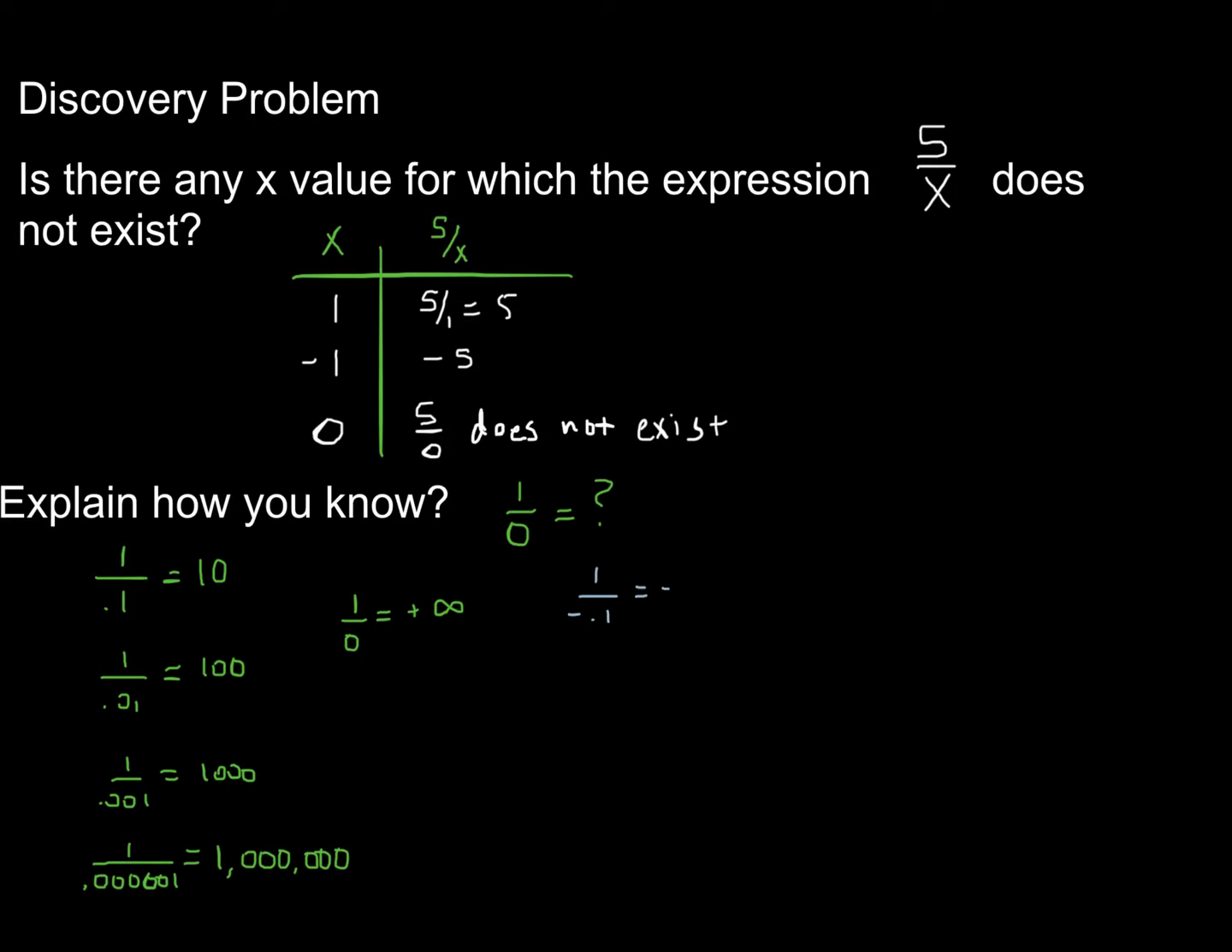Well, here you'll get negative 10. Now let's do 1 divided by negative 0.01, and you'll get negative 100. Alright, let's just fast forward. We know that 1 divided by negative 0.001 will be negative 1,000. So let's go all the way to our extreme, and let's do negative 0.000001, and here we'll get negative 1 million.